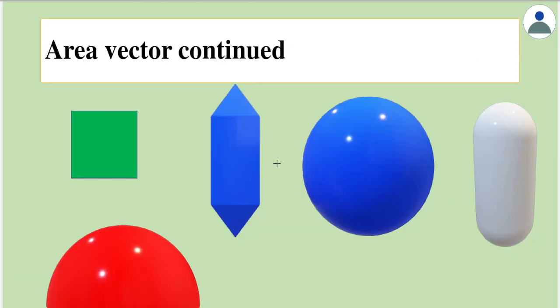To continue forward, here I've taken a few examples to demonstrate what the area vector is. In this case, if you look at this plane, the direction would be coming towards us. For example, you can think of an arrow coming towards you. So the area vector for this plane is coming towards us. It's normal to the plane. We saw in the previous slide that the area vector is always normal to the area.